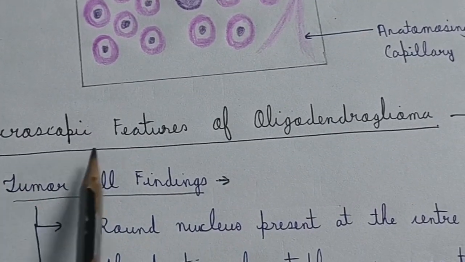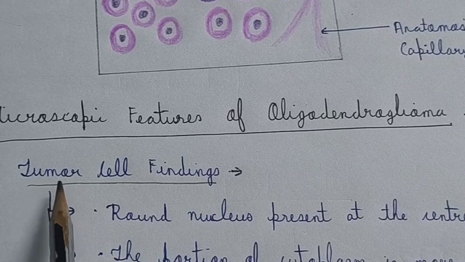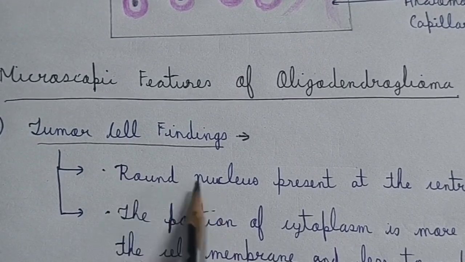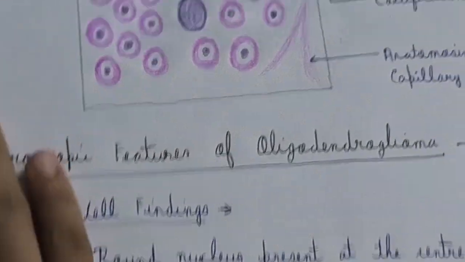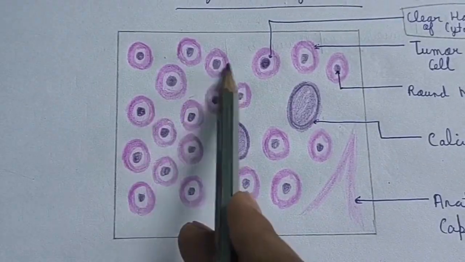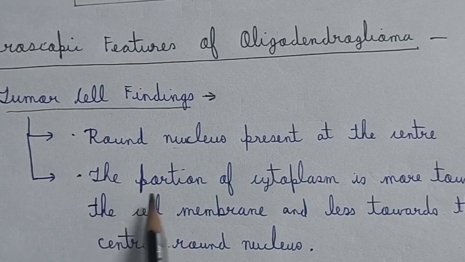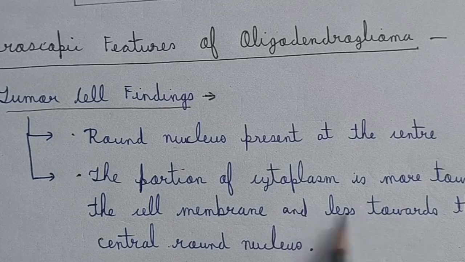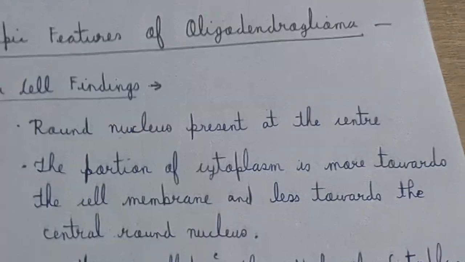So those are the microscopic features of oligodendroglioma. The first thing that you can see are the tumor cell findings. As I have already mentioned, the round nucleus is present at the center. So here you can see, and here also you can see, that the round nucleus is present at the center. And the second is that the portion of cytoplasm is more towards the cell membrane and less towards the central round nucleus, and this is known as the clear halo of cytoplasm.